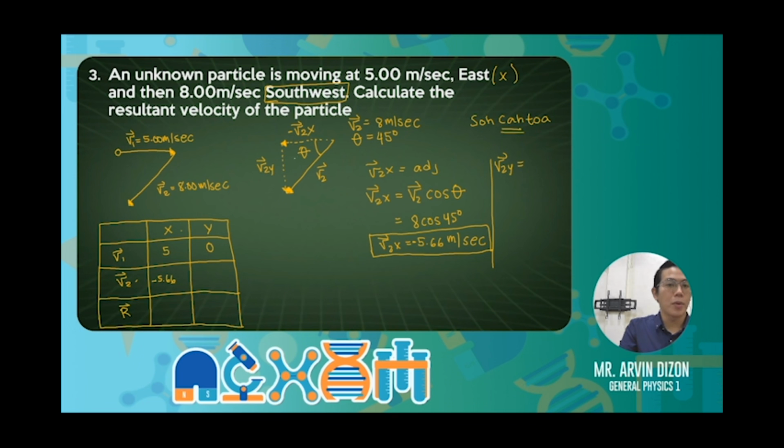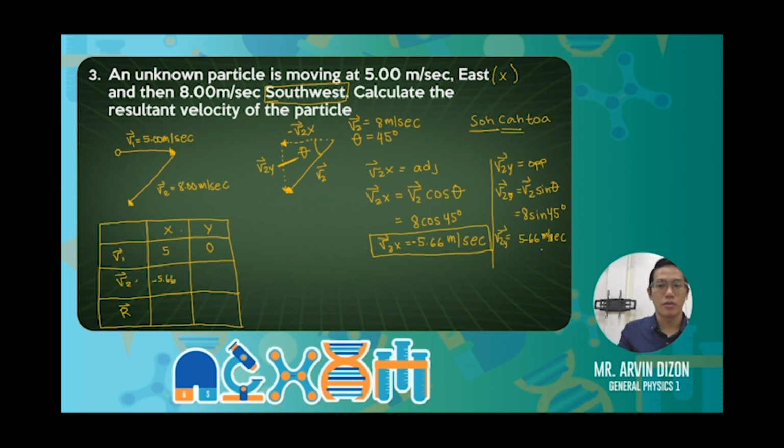Now, solving for V2y, let's put it here, V2y. It is now on the opposite of the angle. As you can see here, it's now on the opposite of the angle. So we have to use SOH in the SOHCAHTOA. So that will now be V2y is equal to V2 sine theta. Now, the angle is 45 degrees, so they should have the same value. But for computational purposes, we're going to do it still. 8 sine 45 degrees. And again, that should be 5.66 also. So 8 sine 45. And there it is, 5.66 meters per second. So that will now be our V2y.